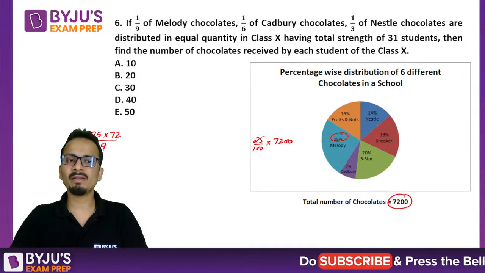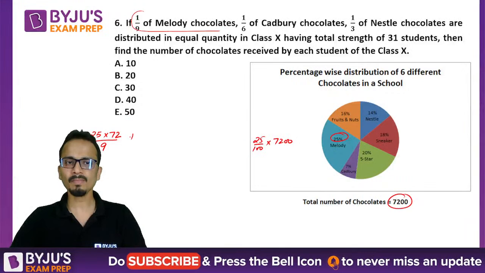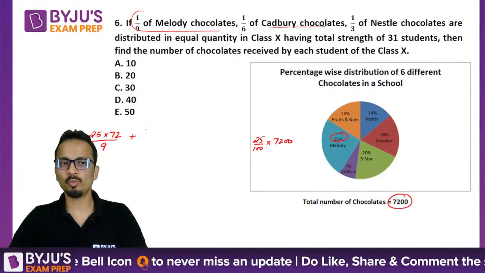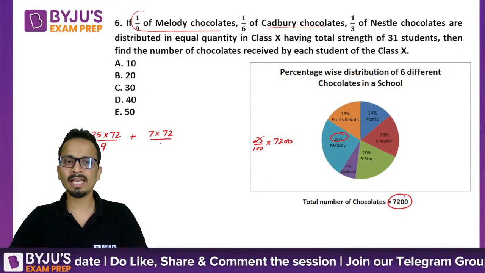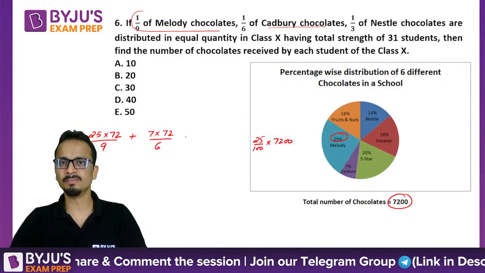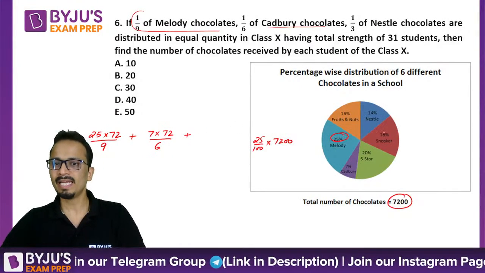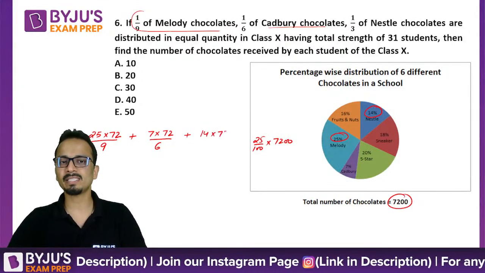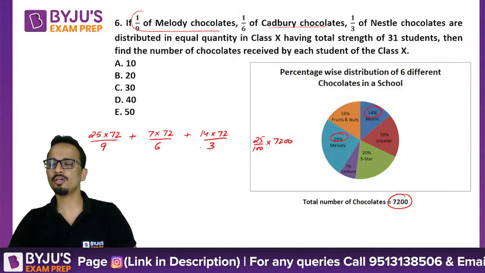Now I have to take 1 by 9 of this number. So 1 by 9 of Melody chocolates plus 1/6 of Cadbury. Now Cadbury chocolates will be 7 multiplied by 72 and I need to take 1/6 of this. Lastly, 1/3 of Nestle. Now Nestle is 14%, so 14 multiplied by 72 divided by 3. Alright, so this is 1/3 of Nestle.